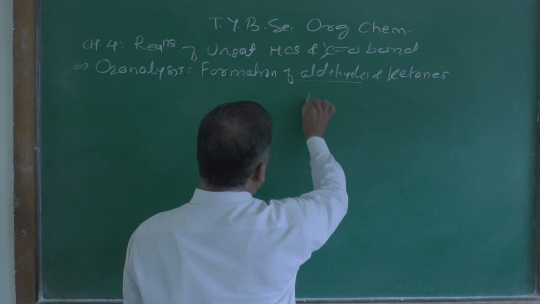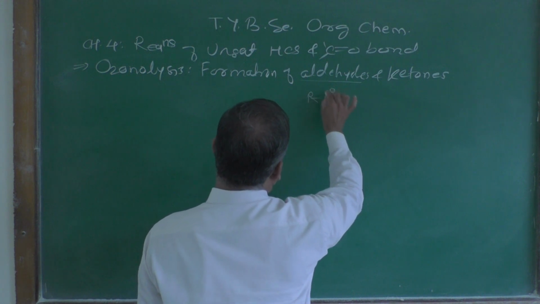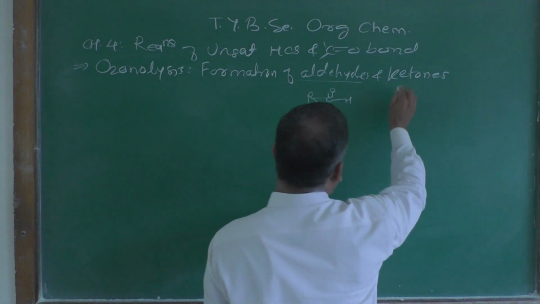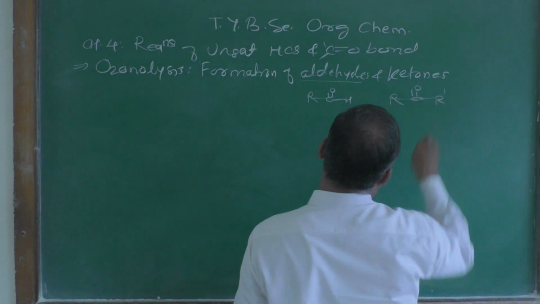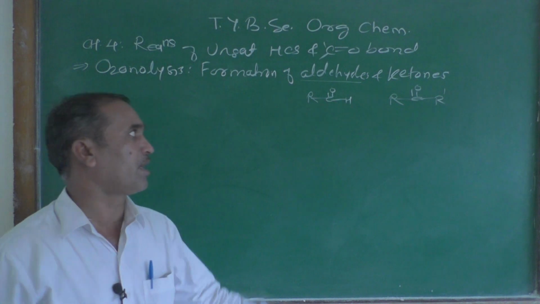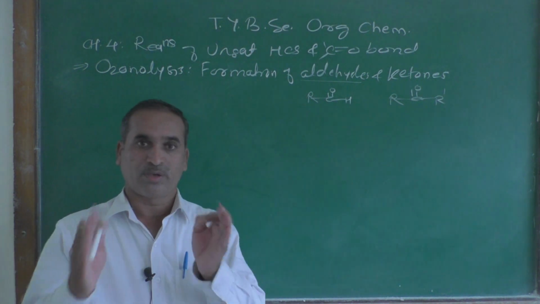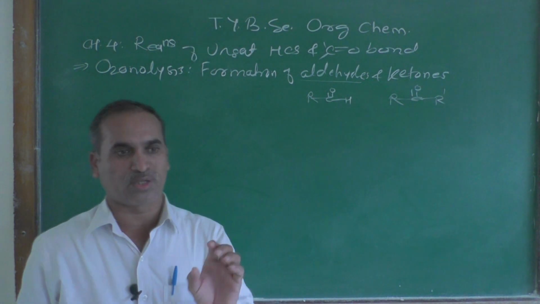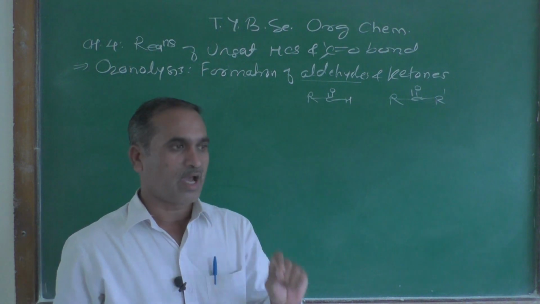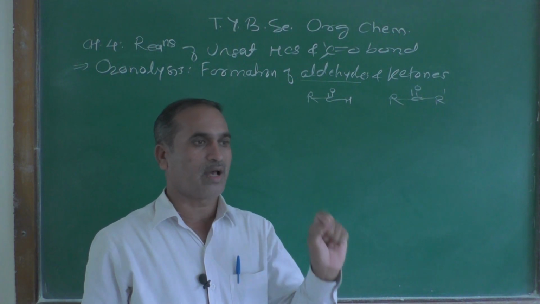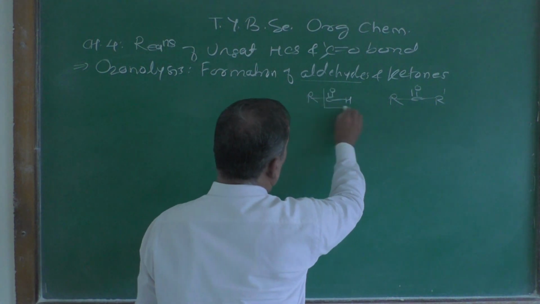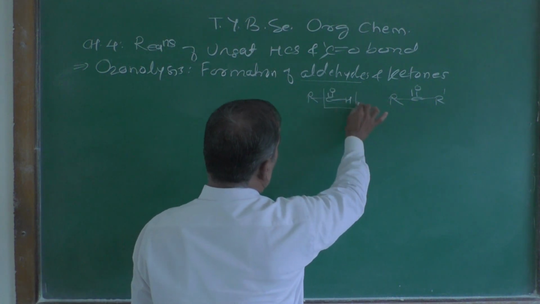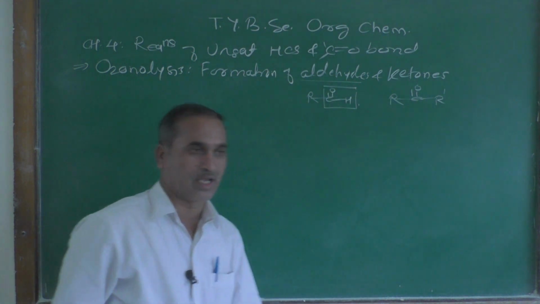The aldehyde has the general formula RC double bond OH, and the ketone has a general formula RC double bond O R dash. Those are the aldehyde and the ketone. The definition of aldehyde: the organic compound having a general formula RC double bond OH is known as an aldehyde. This group is known as aldehyde, which is a characteristic of that aldehyde.